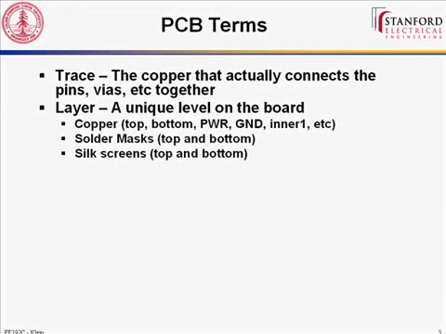The top and bottom is where you can put your actual components because it's on the outside of the board. And then the power and ground and inner layers are all inside the board, so that's only for traces and vias. So there are other types of layers as well that are important.